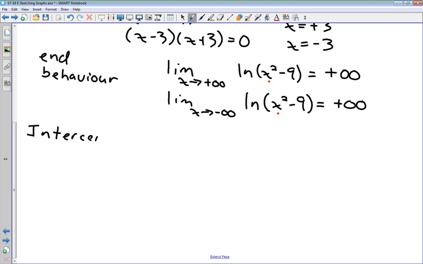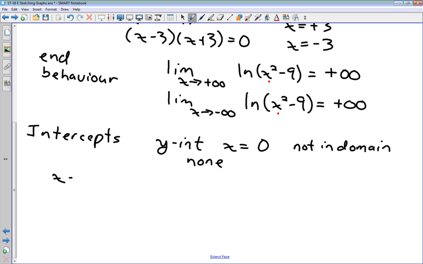Our intercepts. Well, let's see. We can find our y-intercept. Our y-intercept occurs at x equals 0, but this is not in the domain of our function. We have to restrict ourselves to x values that are greater than 3 or less than negative 3. So there's going to be no y-intercept.